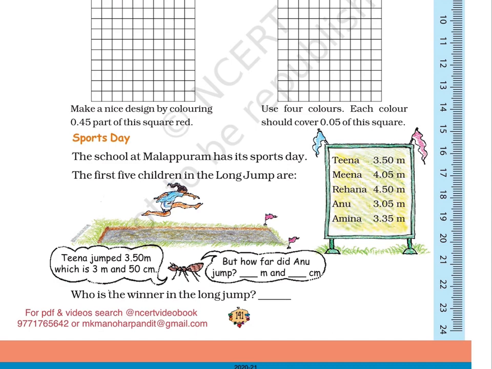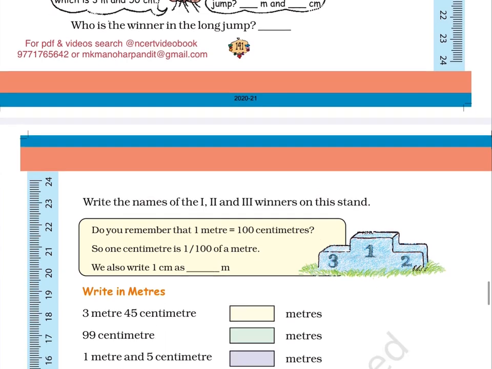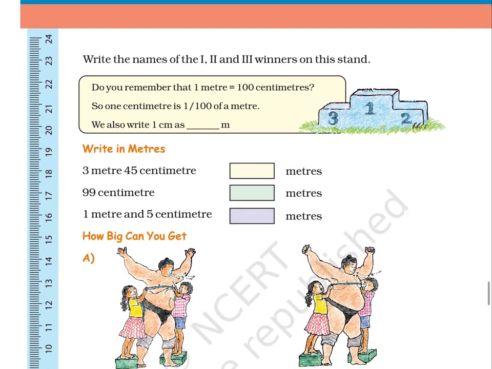But how far did Anu jump? Dash meters and dash centimeters. Who is the winner in the long jump? Dash. Page 142. Write the names of the first, second and third winners on this stand. There is a stand for the winners, and we are supposed to find out the names and write them.